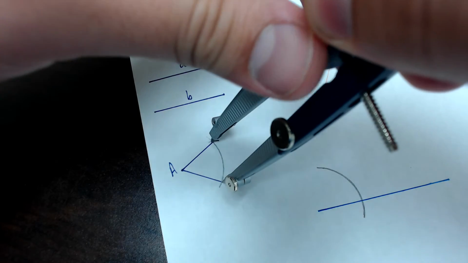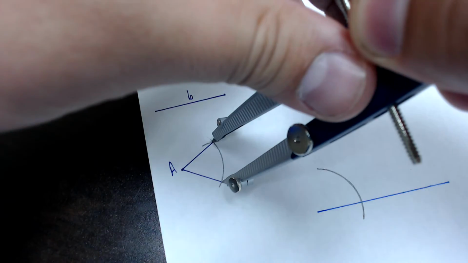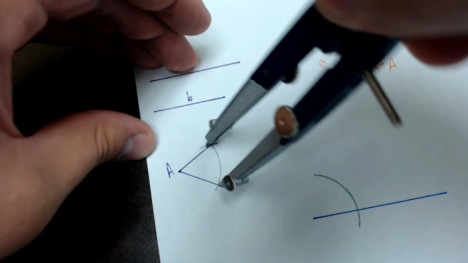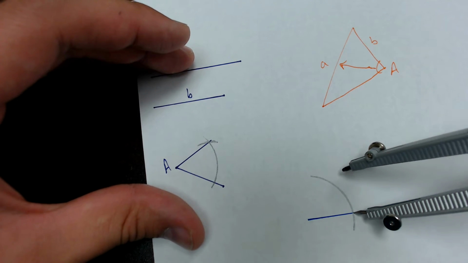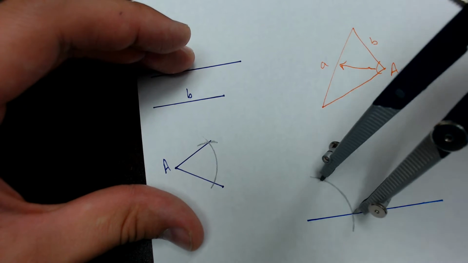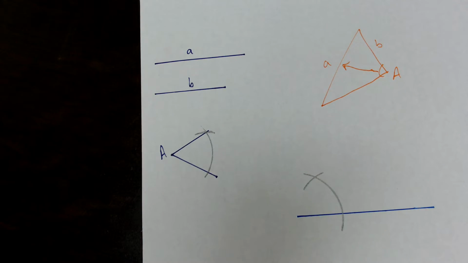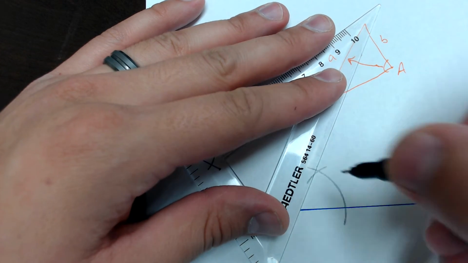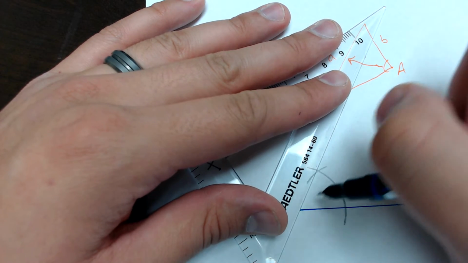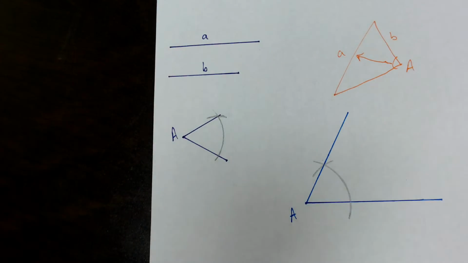A little bit too big. I think my lead might be getting dull again. There we go. That's good length. Then I come down here. And there we go. Now I just join the endpoint of this line with that, and then I will have reconstructed angle A. Ta-da, now I have angle A.